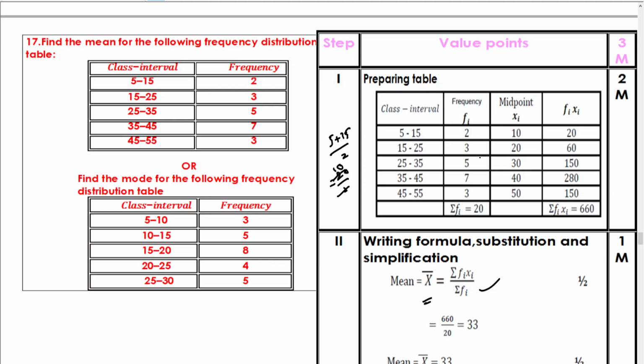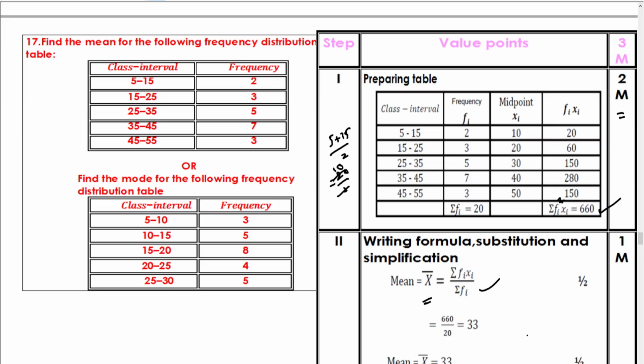2 into 10 is 20. 20 into 3 is 60. 30 into 5 is 150. 40 into 7, 7 4s are 28, put a 0. 3 5s are 15, put a 0. Add all of them. 0. 8 plus 5, 13. 13 plus 5, 18. 18 plus 6, 24. 24 plus 2, 26. Carry 2. 2 plus 1, 3. 3 plus 2, 5. 5 plus 1, 6. Check twice, so that for this table you will get 2 marks.